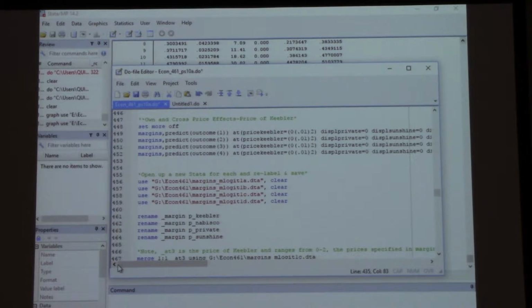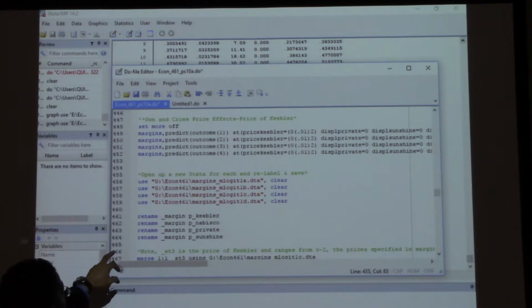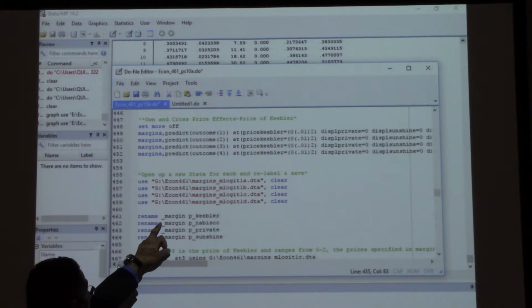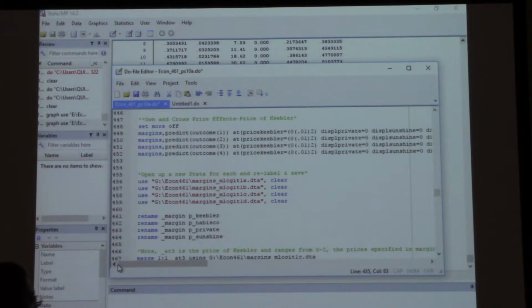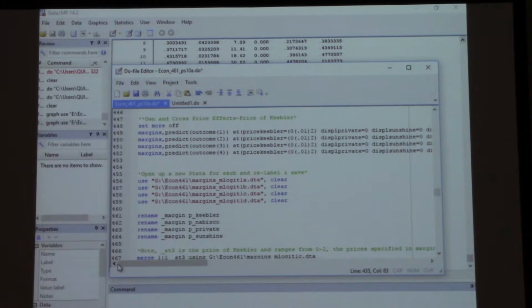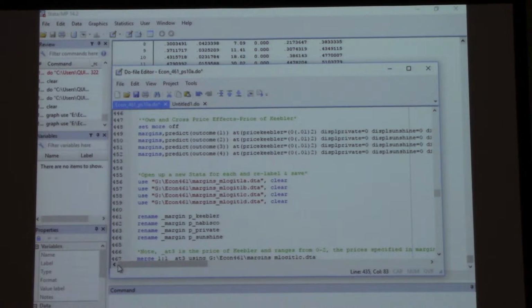And then I open them up. I did what we did before. I open them up and change, remember, they're all going to have margins as a prediction. I need to change those to different names because you can't have the same names. And then I use the same merge command.